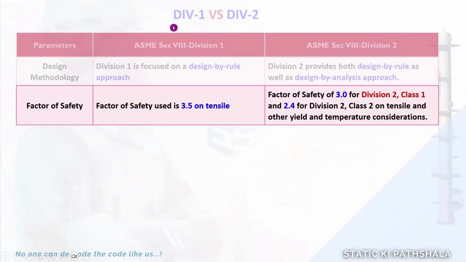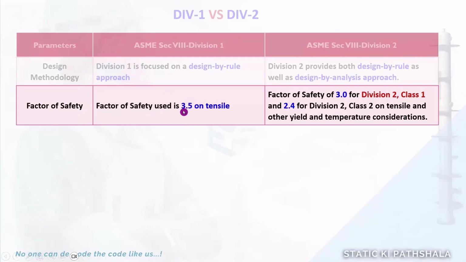When we are dealing with ASME Section 8 division 1, specifically, on ultimate tensile strength, the factor of safety mentioned in the code is 3.5. Is it mentioned in division 1? The answer is no. It's mentioned in ASME Section 2 Part D, Mandatory Appendix 1. So is it in division 1? No, it is given in Section 2 Part D, Mandatory Appendix 1. So what is the factor of safety for division 1 on ultimate tensile strength?